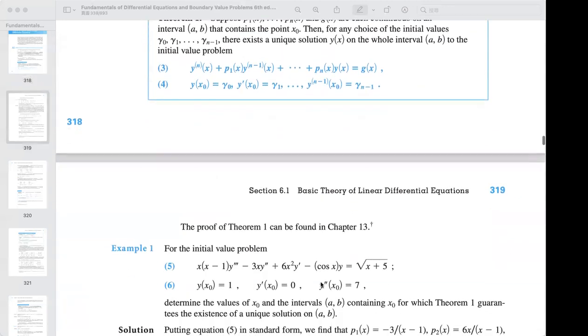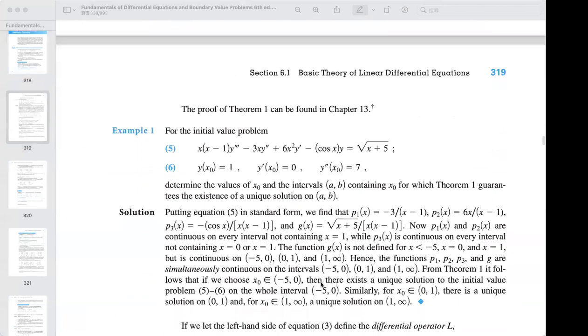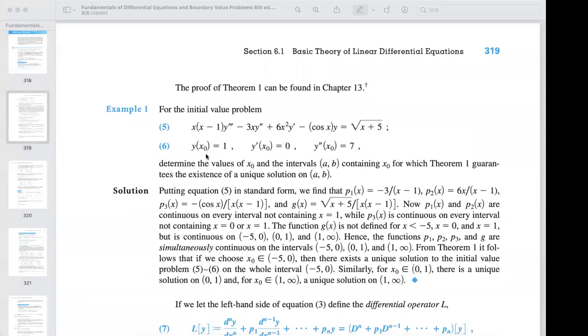Okay, let's move to example number 1. For the initial value problem, we have equation number 5, and number 6 is the initial conditions. Okay, so the question asks: determine the value of x0 and the interval AB containing x0 for which theorem 1 guarantees the existence of a unique solution on AB.